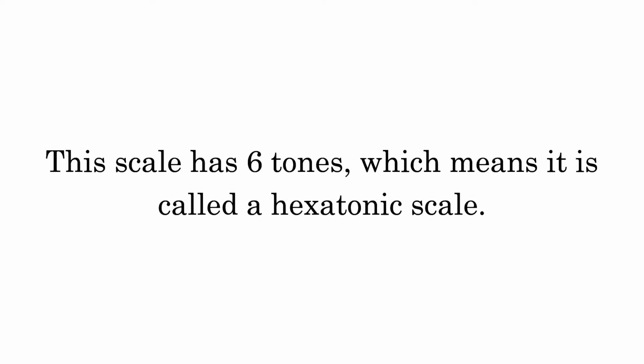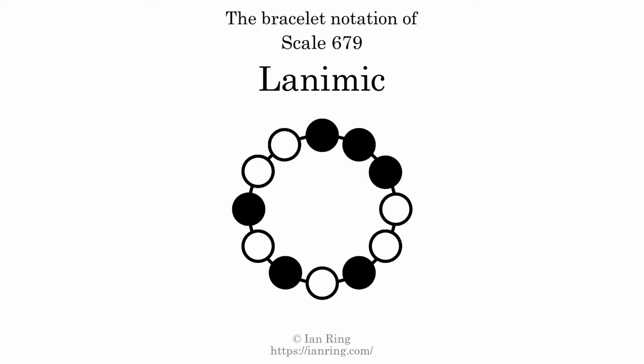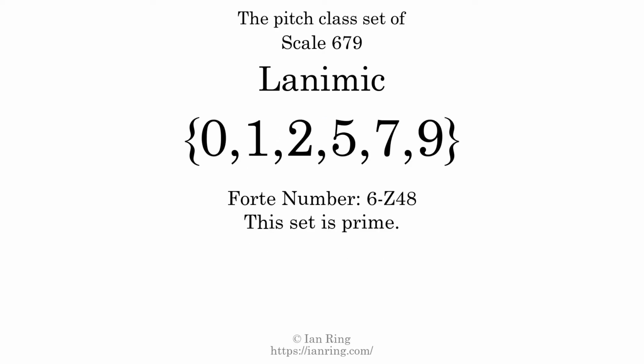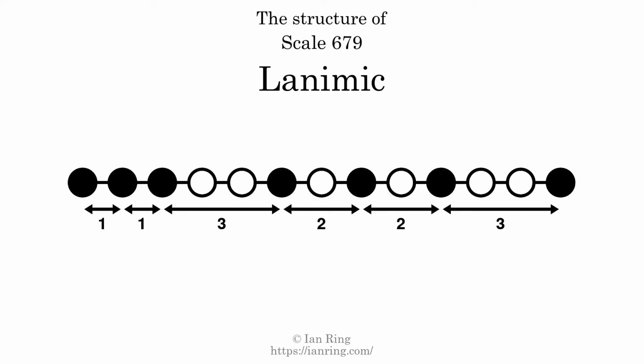This scale has 6 tones, which means it is called a hexatonic scale. This is a bracelet notation diagram of scale 679. The shaded circles represent tones that appear in the scale, and they are read clockwise, starting at the top. The pitch class set for this scale is 0, 1, 2, 5, 7, 9. The fault class is 6Z48. This set is prime.